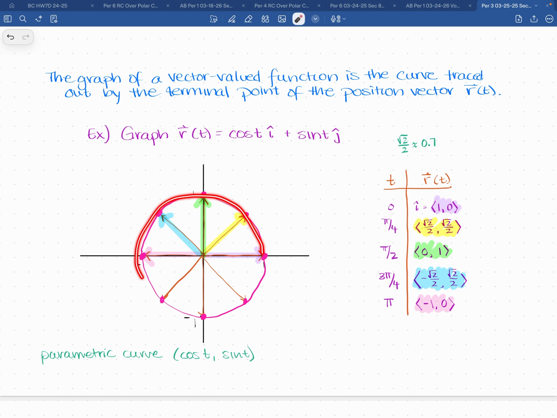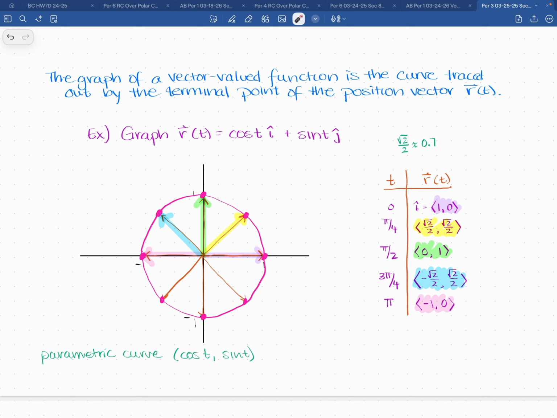Now it's the pink part specifically that is the graph of the vector valued function. These vectors here are just to show you where the points are coming from, but it's the terminal points that make up the actual curve. So you can see it's actually the same curve as the parametric equations cosine t, sine t would make. Coincidence? Not at all. It works exactly like parametric equations. Okay, let's take a look, see what we can do with this.